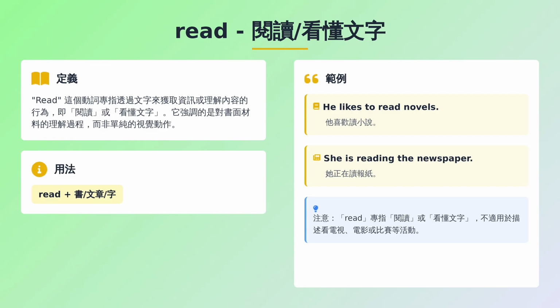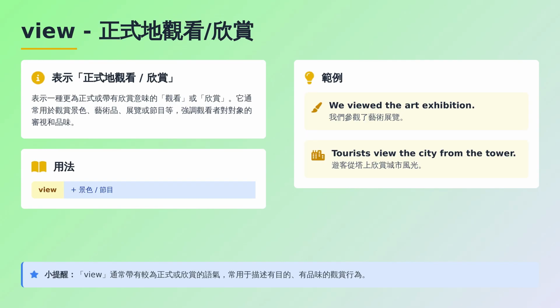View, to formally watch or appreciate. This expression indicates a more formal or appreciative way of viewing or appreciating something. It is often used to describe viewing scenery, artwork, exhibitions, or programs, emphasizing the viewer's scrutiny and appreciation of the subject. Usage: view plus scenery or program.